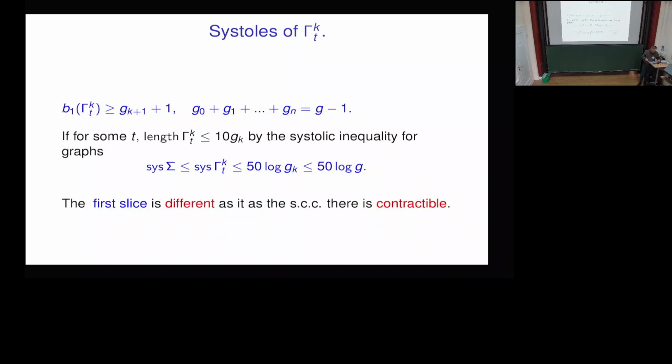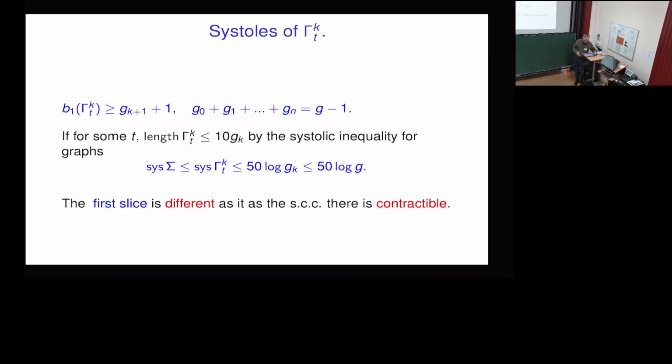But the problem is maybe there is not even any graph there. Perhaps everything happens at the first level, right? So I have to deal with the first slice, and the first slice is different, because when I started with these graphs, I said I'm going to pick all the non-contractible simple closed curves. But in the first slice, there is no such simple closed curve.